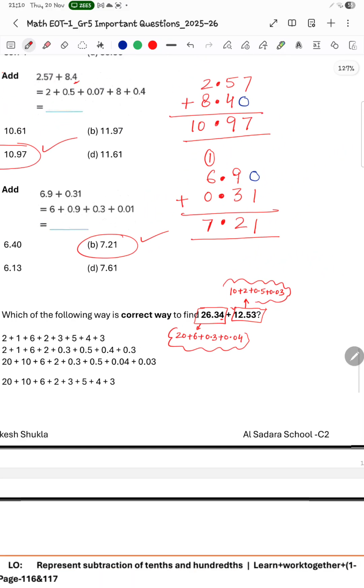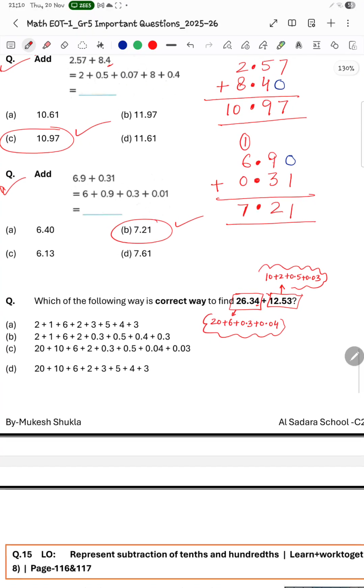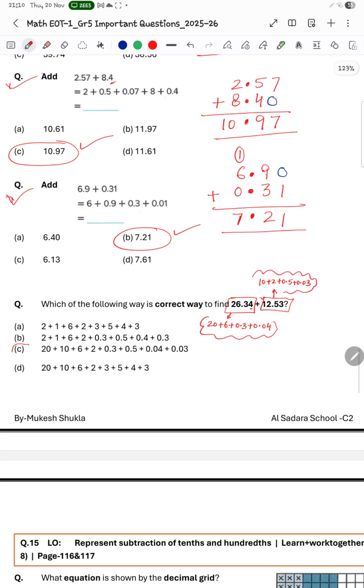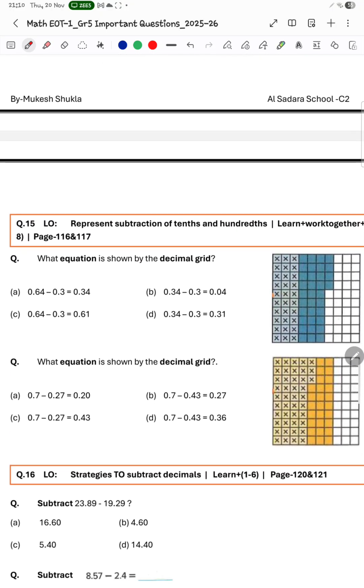So if I see here, only option C has all these numbers that I have done on the right side. Okay, so option C will be the correct one in this case, right? Now come to the next part. Again, which equation is shown by this decimal grid?